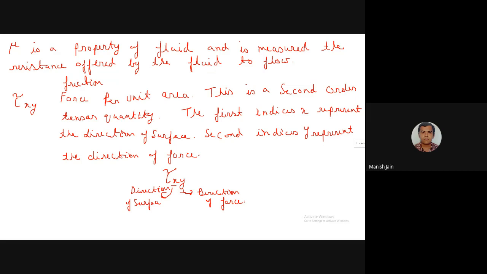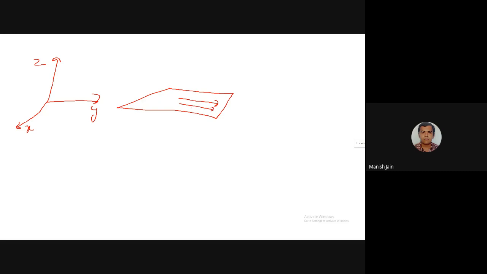Okay, so suppose you have a plane, this is a surface, and fluid is flowing. This is the Cartesian coordinate system. This direction is x, this direction is y, this direction is z. Now fluid is flowing in this direction. So what is the shear or the force being applied? You have applied the force in this direction. So what is the non-zero shear stress value?